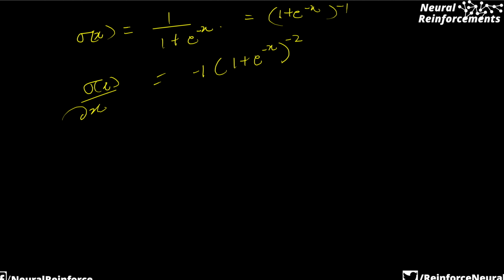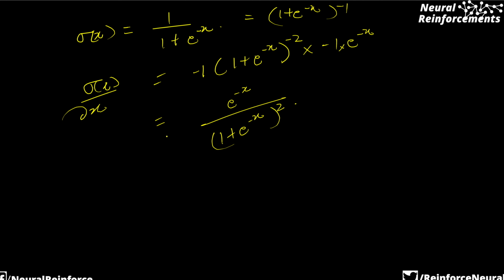Then we go inside, so the differentiation of 1 is 0, that's a constant, and e to the power minus x gives minus 1 for this particular x into e to the power minus x again. So this minus minus gets cancelled, and what we are left with is e to the power minus x, and we take that minus 2 down, so it becomes (1 plus e to the power minus x) whole square.